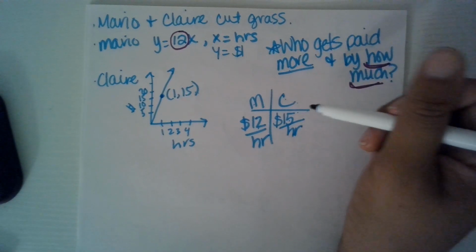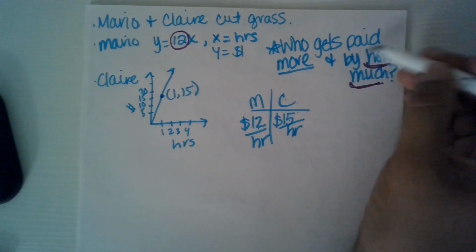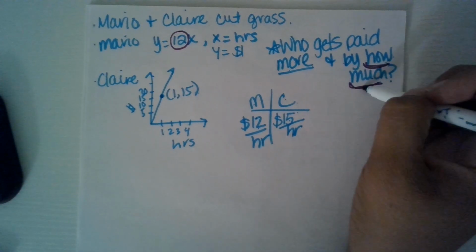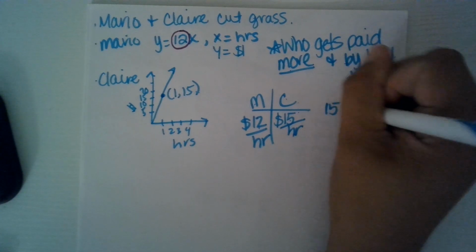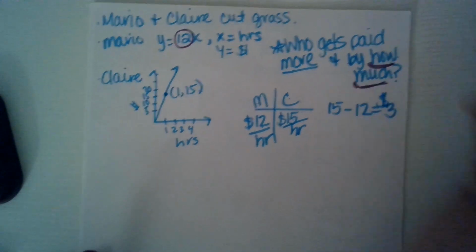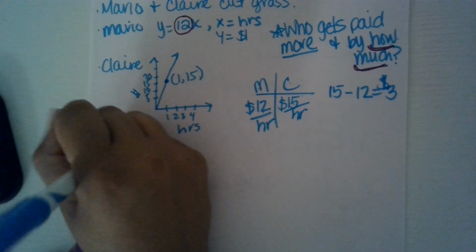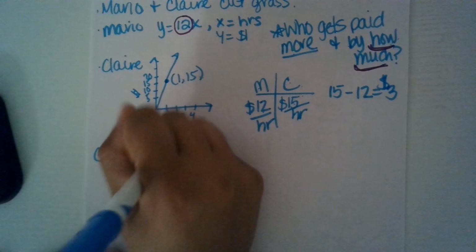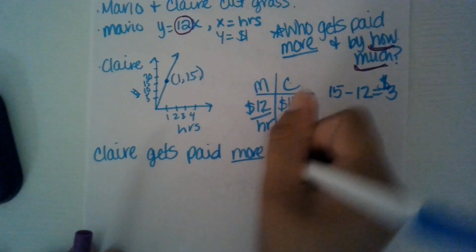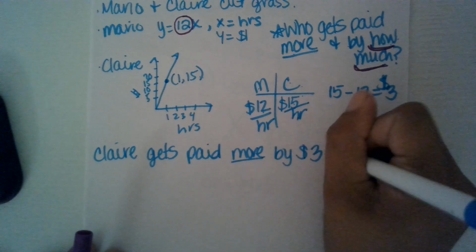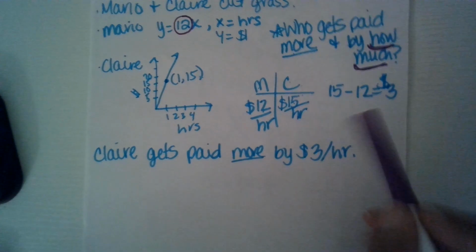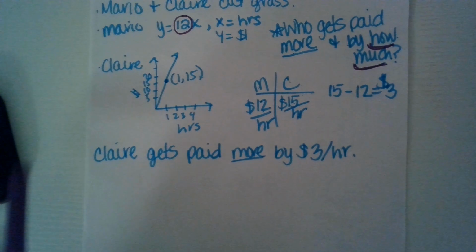Now I know Claire makes more, but I need to know how much more than Mario. And one way to work this out is to subtract. Every time you see this phrase, how much more, how much less, by how much, you need to subtract. So I'm going to take 15 minus 12. You should get 3. So if I answer this question, I will say, Claire gets paid more by $3 per hour. I got the 3 from subtracting their unit rates.